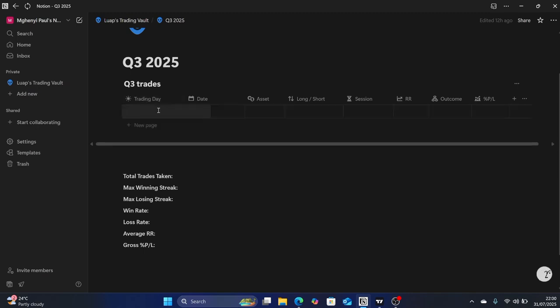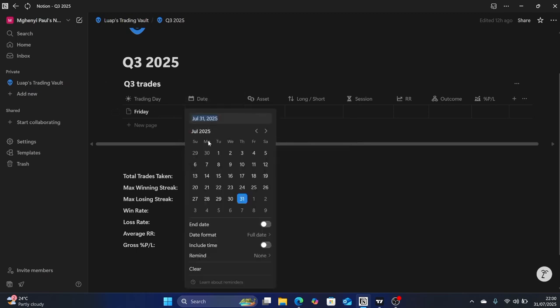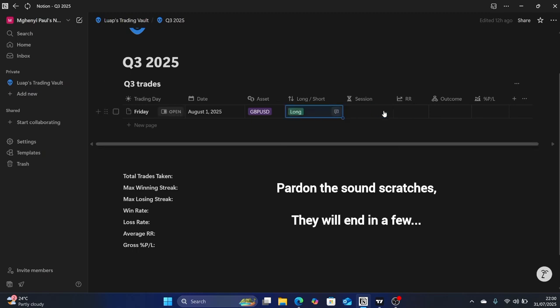So right here on the trading day, maybe tomorrow it's Friday. So let's say Friday, you input your Friday there. Then for the date, of course, the date of tomorrow, on Friday, it will be 1st August. Then the asset, let's say I took a trade on GBP USD. Is it a long or a short? Let's say I took a long. GBP USD is selling, but counter trend, I will be taking a long. Then for the session, let's say I got the trade during London. Then RR, let's say I got a 1:3, so I'll just input 3. Then for the outcome, let's say it was a winner.